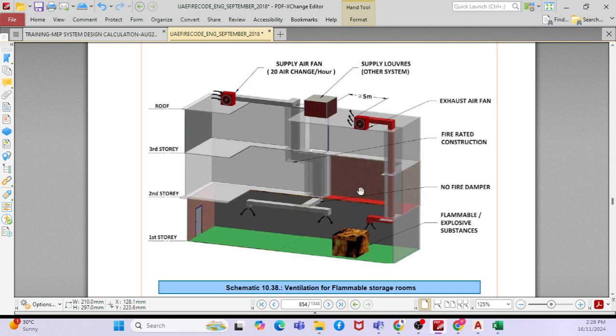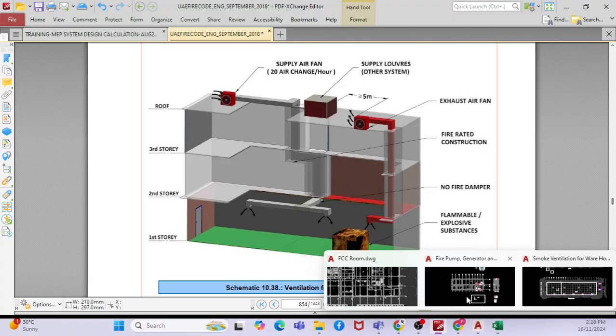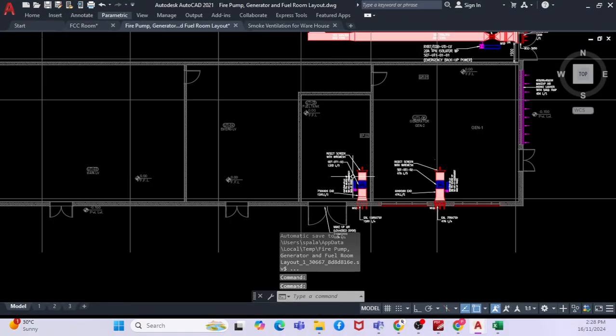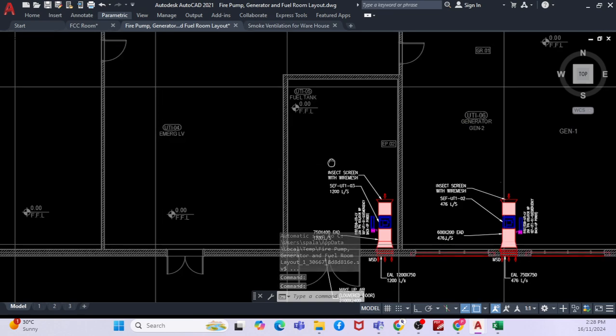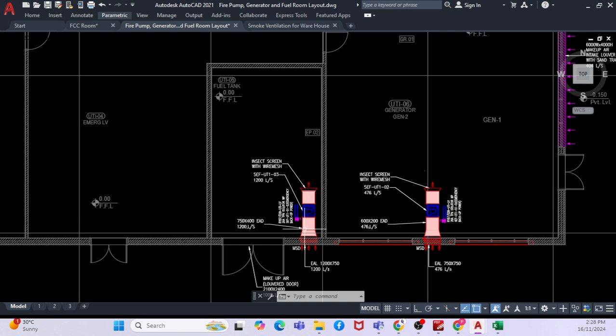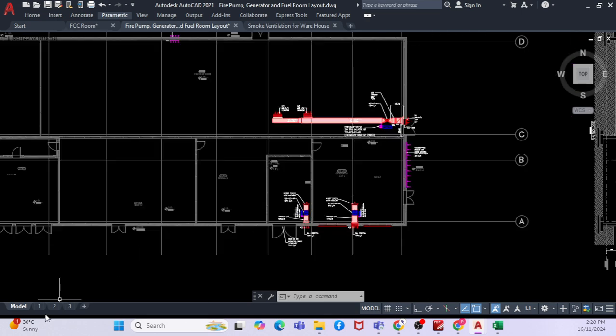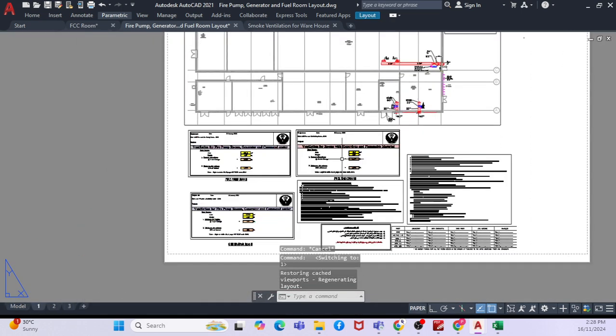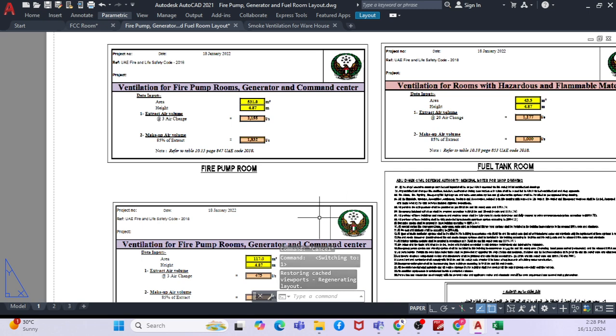Now if you talk about an example, I can show you one of the projects I have designed. You can see this is the fuel tank room, and you are going to design it with a particular fan capacity. And if you go as per the local regulation, can you see the standard format?